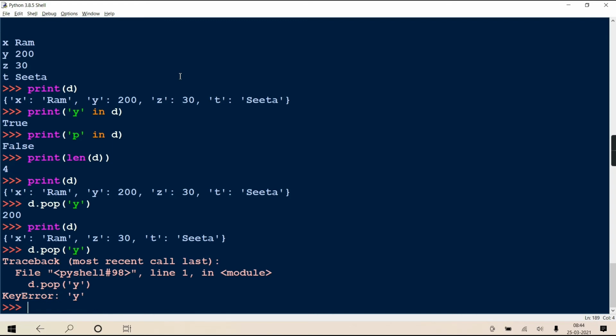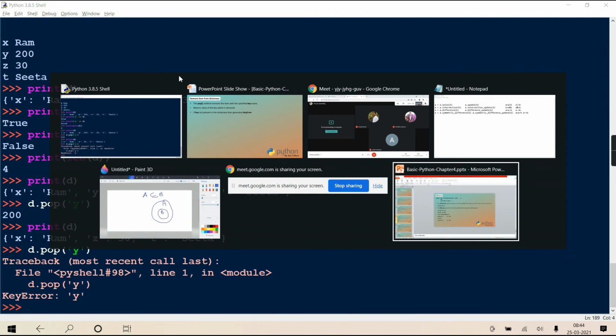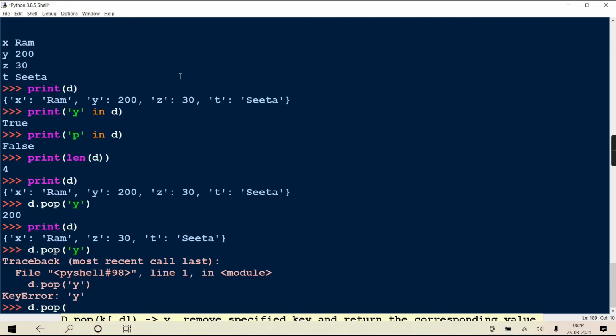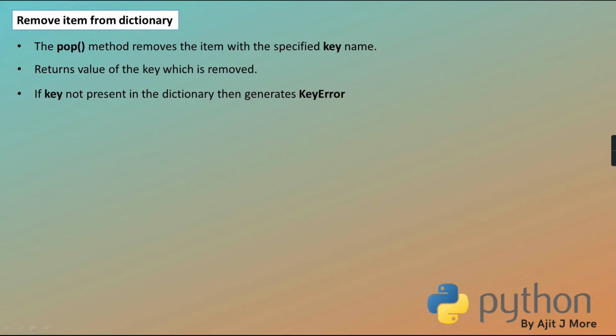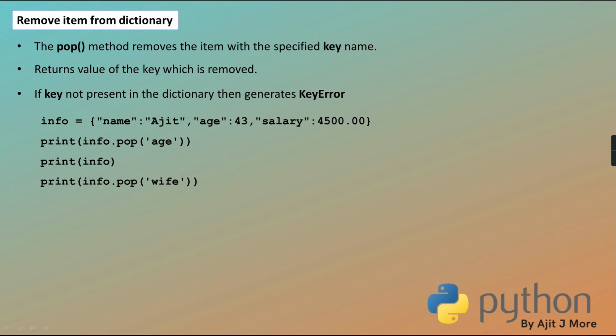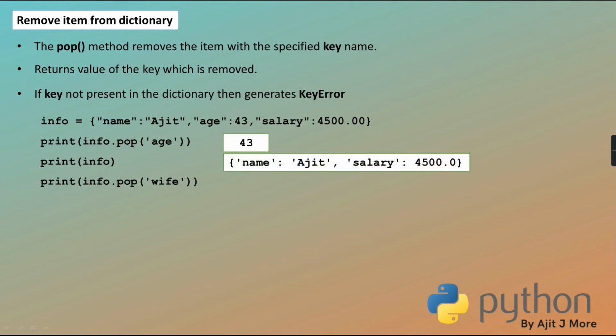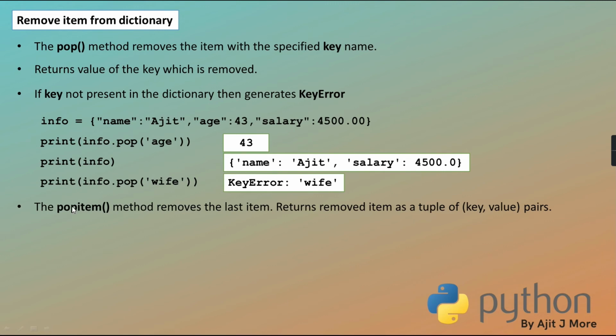Agreed? Now there is one more method called popitem. Popitem is also there, so that too I'll tell you. Okay, in this example, info.pop('age'). As age is present, it will delete it and return 43 to you. If you check your dictionary, age won't be there now. And if I write info.pop('wife'), there is no key with the name wife, so it will generate a KeyError. Okay, got it.